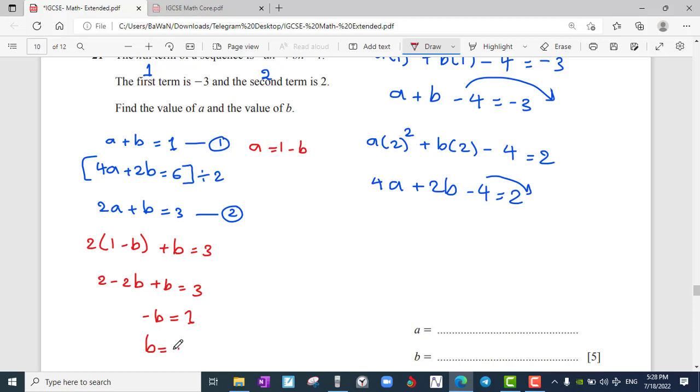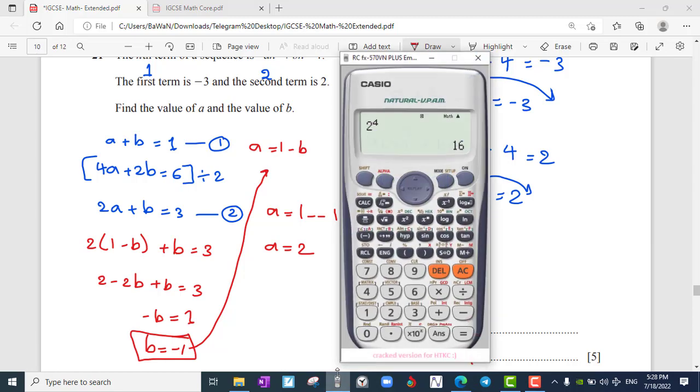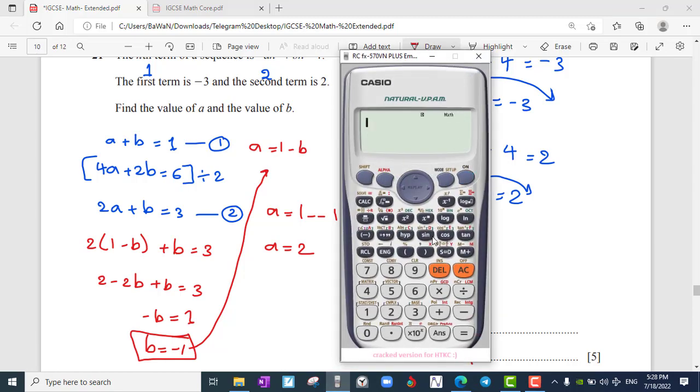So b is -1. I found the value of b. I can put this value here to find a. A is equal to 1 minus -1. So a is equal to 2. Before I move to the next question, I need to check my answer because this is a 5-mark question. I don't want to lose it.